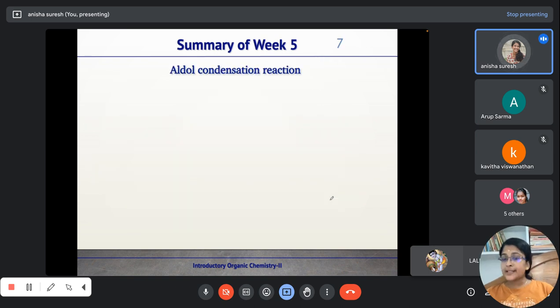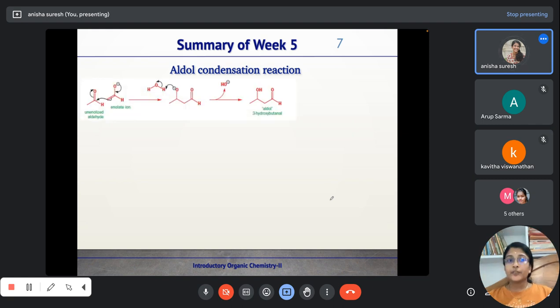Then finally, the aldol condensation reaction was discussed, where first an enolate ion will be formed, and it will attack on this unenolized aldehyde, leading to formation of this compound, and it can abstract a proton from the water, leading to formation of this aldol. This product is called aldol, a beta hydroxyaldehyde. This is known as aldol.